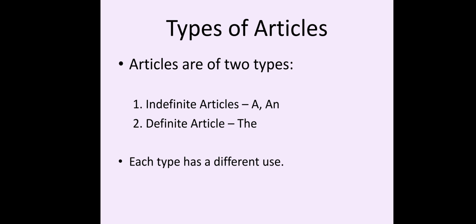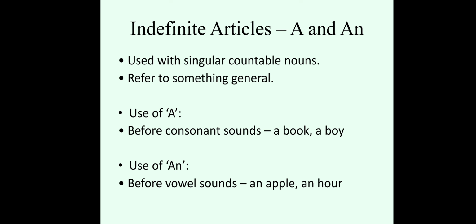When we talk about types of articles, there are two types: indefinite articles, where we find a and an. When we talk about definite articles, there is only one, the. Each type has a different use. Now we are going to discuss the uses of these articles. First of all, we are going to discuss indefinite articles.